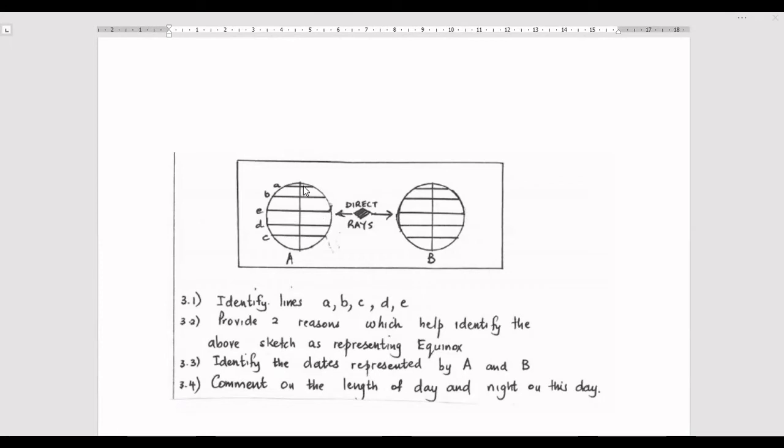Let's go for A. Northern hemisphere, and you are right. A is the Arctic Circle. B is going to be the Tropic of Cancer. Yes, you're correct. The Tropic of Cancer. C is the Antarctic Circle. There it is there. The Antarctic Circle. And D is going to be the Tropic of Capricorn.